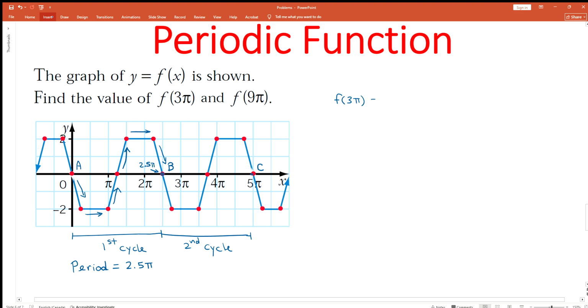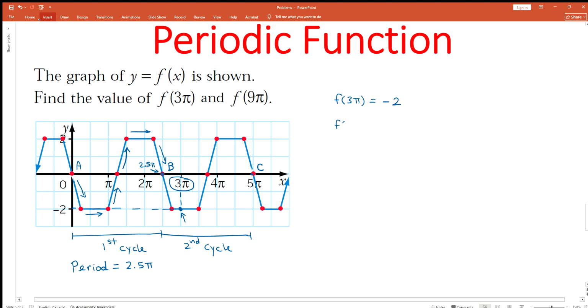Now we can find the values of f of 3 pi and f of 9 pi. Let's start with f of 3 pi. We have to find the function value at x equals 3 pi. So we have to find the point on the given graph for x equals 3 pi. The x value 3 pi is shown on the graph. We have to find the point that corresponds to this x value on the graph, and that is this point here on the graph. We can see that the y value for this point is -2. Therefore, f of 3 pi is equal to -2.